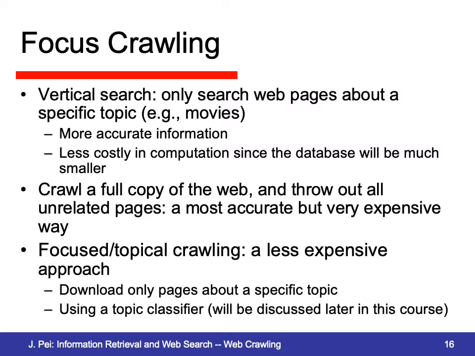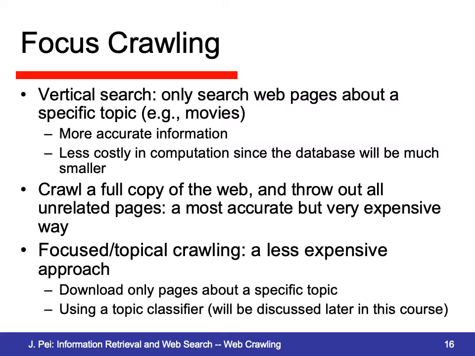Vertical search is very useful because they're more accurate, they're more focused, and of course, it is also expected that search in a vertical search engine is less expensive in computation because the database should be much smaller. How to collect the web pages related to a topic? How to crawl for vertical search?